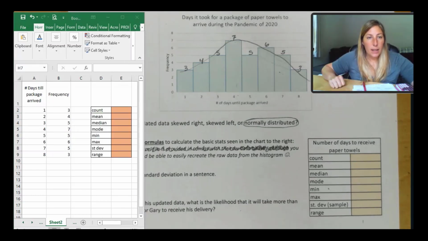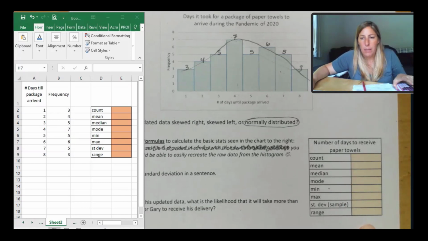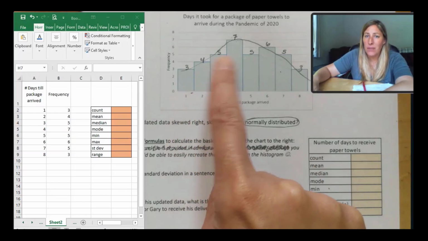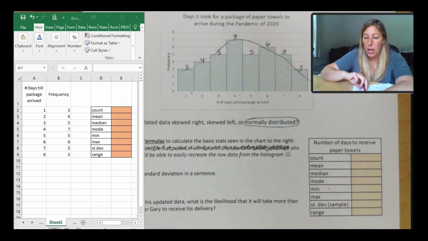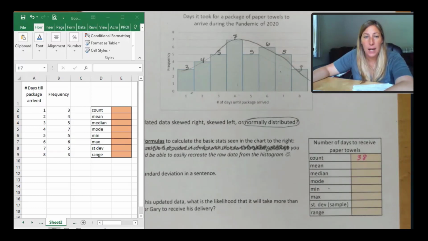So here I have my Excel file. Now it's really easy to calculate these numbers. I could calculate most of them, besides the standard deviation, by hand without too much trouble, with just a calculator, right? The count would just be 3 plus 4 plus 5 plus 7 plus 5 plus 6 plus 5 plus 3. No big deal. My count is going to be 38. I have no problem giving you guys the answers to these.